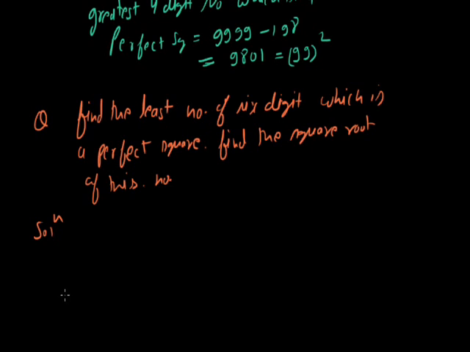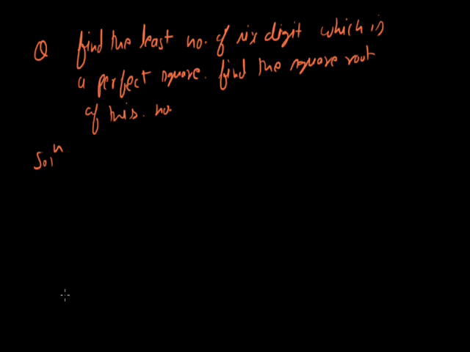We have to find a number which is the least 6-digit number as well as a perfect square. So first of all, think of the least 6-digit number, that is 1 and 5 times 0. So this is our least 6-digit number, but it is not a perfect square. Why? Because it contains an odd number of zeros, and we studied that if a number contains an odd number of zeros, then it can never be a perfect square.